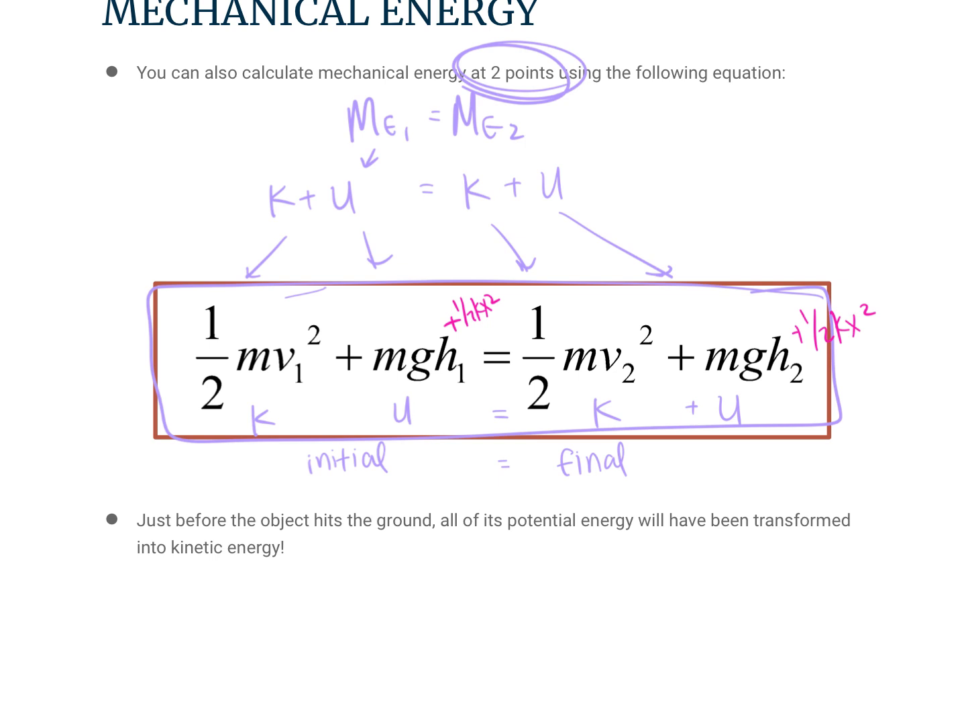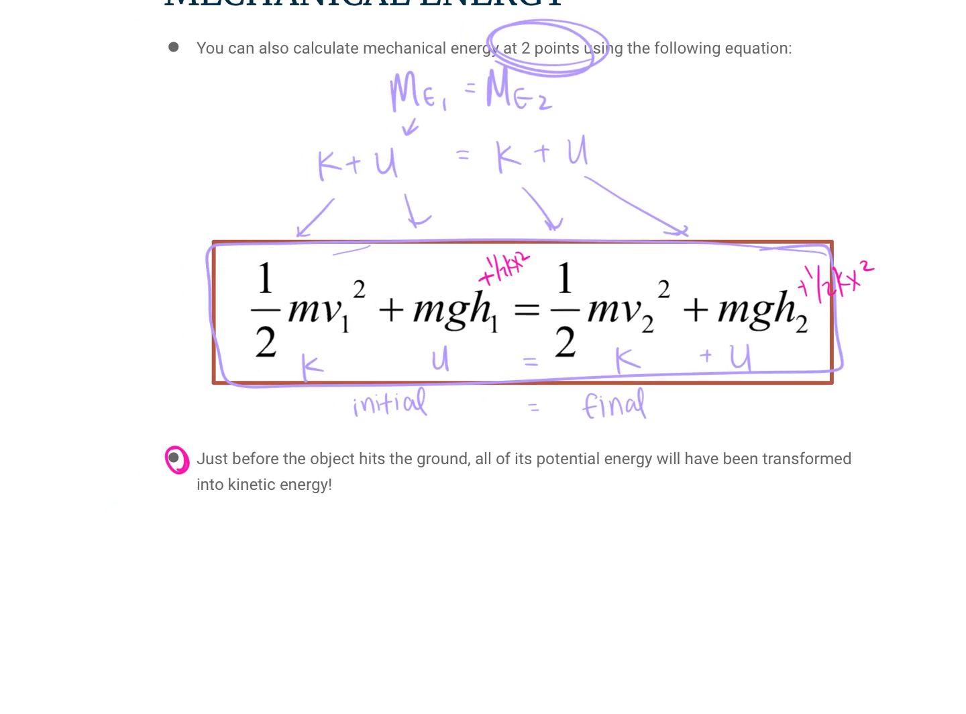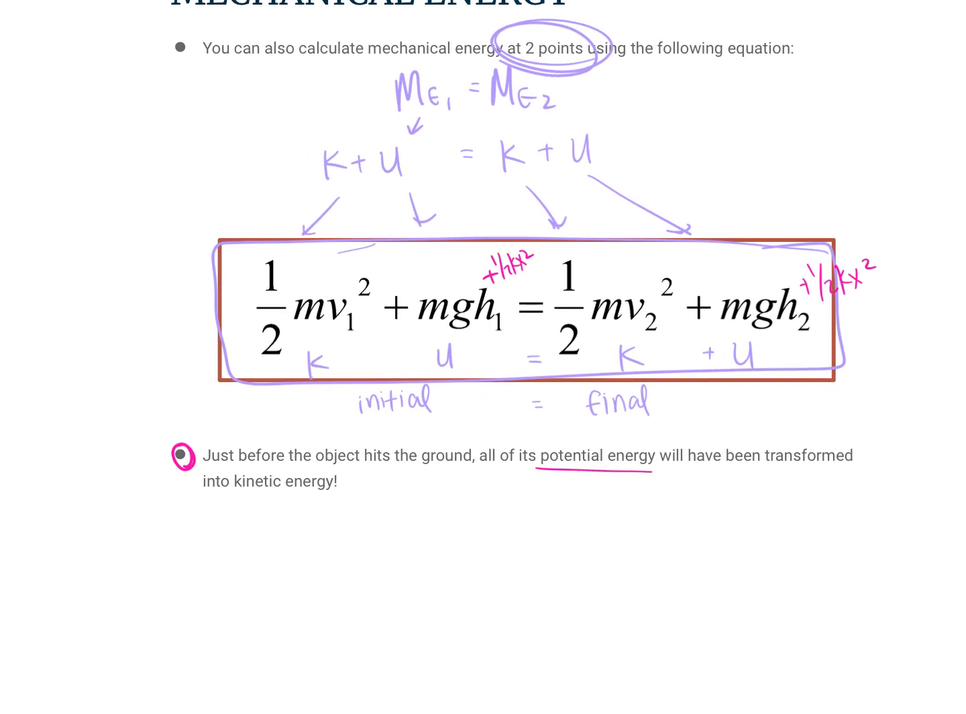All right, the last little point on this says that just before an object hits the ground, we will consider all of its potential energy to have been transformed or converted into kinetic energy. So if we're talking about an object that's falling to the ground, as it reaches the ground right here, we're talking about the instant before it hits the ground, how much kinetic energy does it have? We will consider all of that potential energy to be transformed. So if an object is at rest here, it would have all potential, sorry, I need to use the U, all potential. And down at the bottom, it would have all kinetic. And then we would have somewhere in the middle throughout there. Okay?